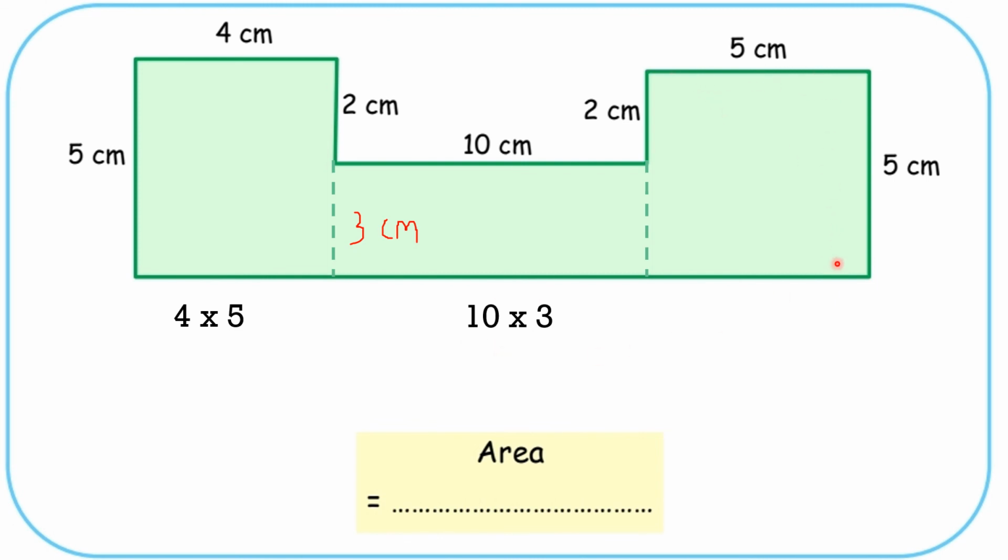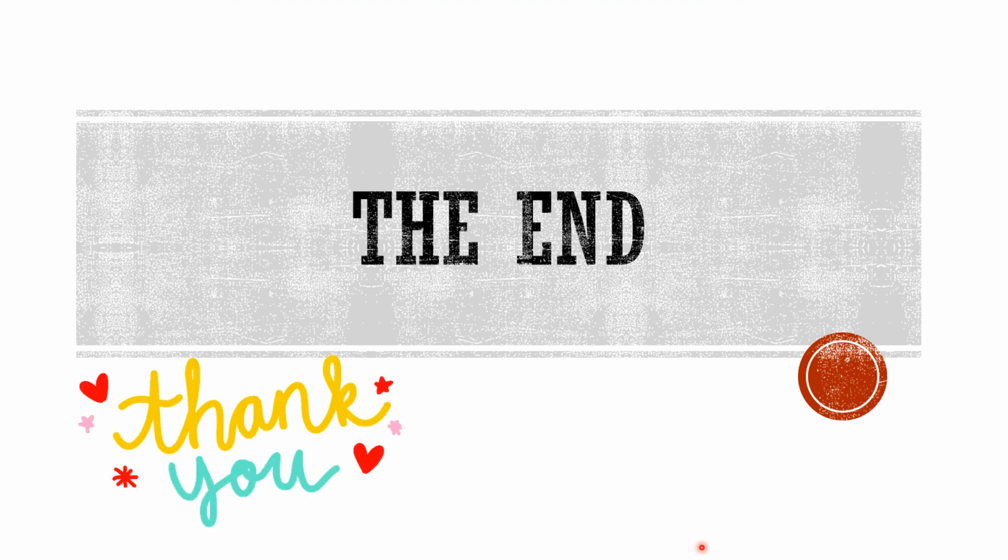Let's find the area of this part. It has a length of 5 centimeters and a width of 5 centimeters, so it's like a square, so I will multiply 5 by 5. So I will add all the areas. I have here 4 by 5, it's 20, plus 10 by 3 is 30, plus 5 by 5 is 25. So I will add this all together, it will give you 75 centimeters.